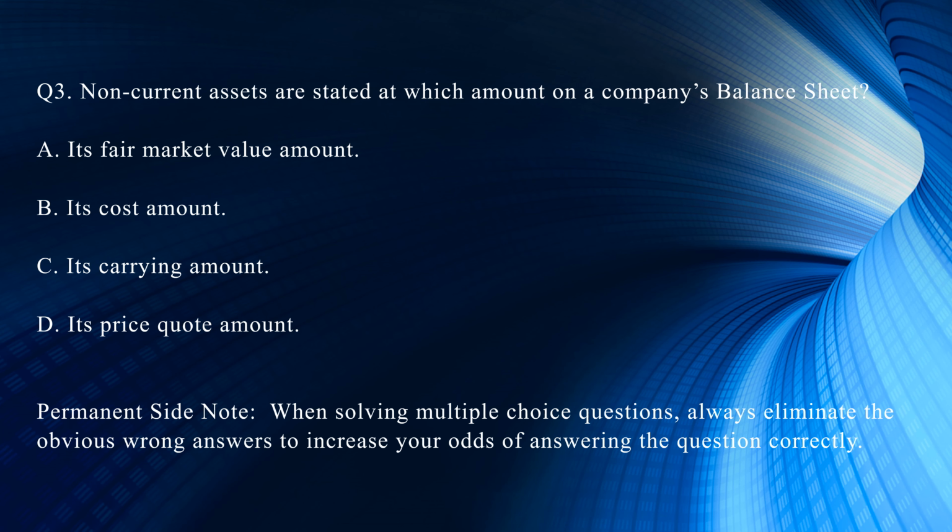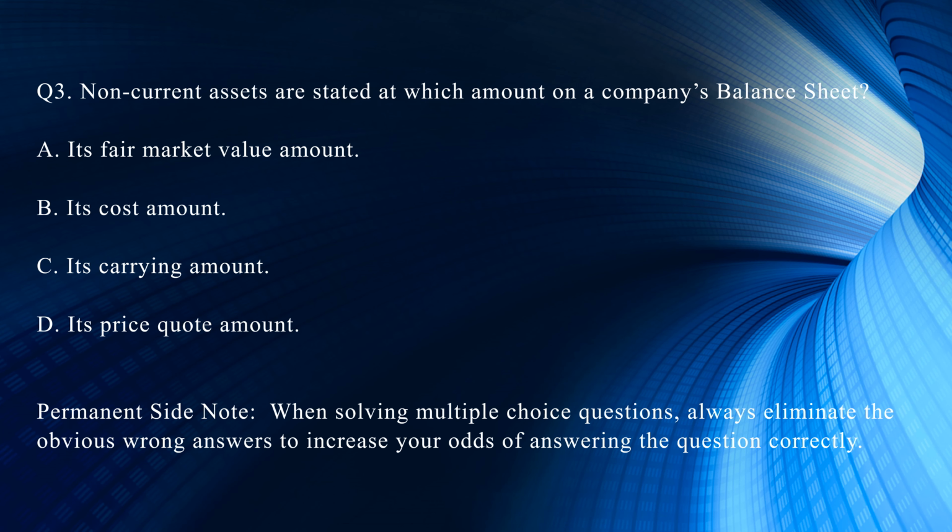So let's do process of elimination to increase the odds of answering the question correctly. We didn't discuss that non-current or fixed assets, long-term assets, are carried on the balance sheet at fair market value. It's only carried at its fair market value at the end of the year when the management team is reassessing the fixed assets for any impairment. So A is incorrect. B, its cost amount. Cost amount is incorrect because we didn't talk about non-current assets being stated at cost amount on the balance sheet. So the answer to the question would be C.